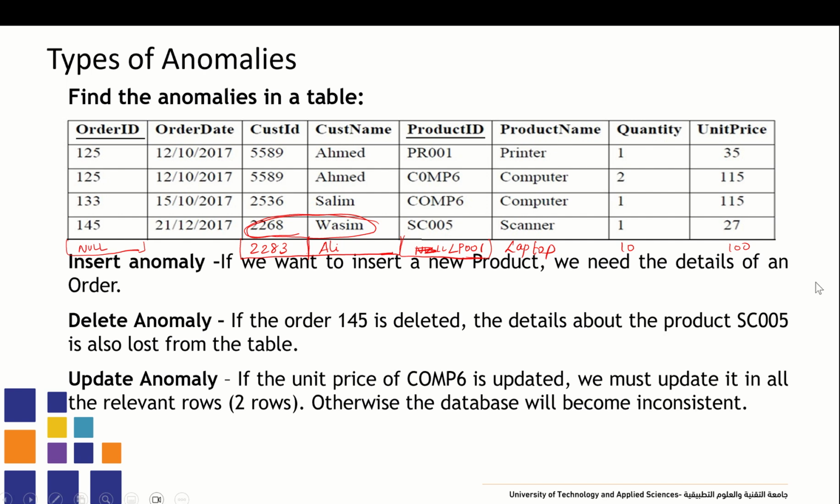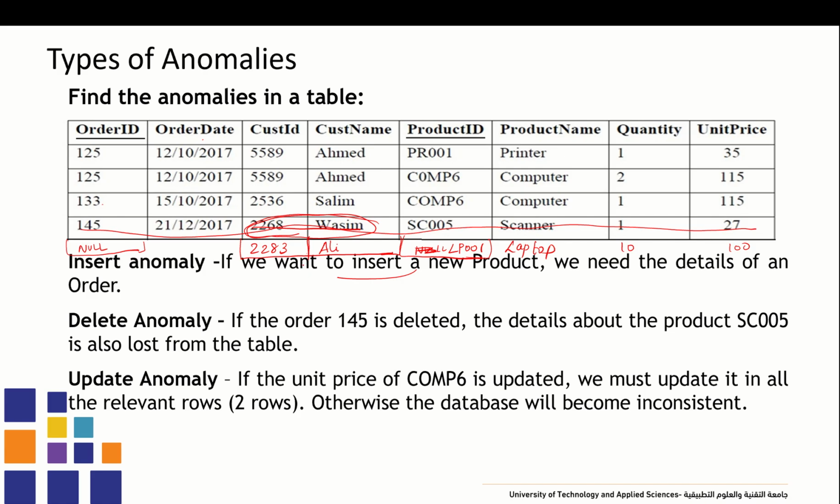So when you want to delete, what will happen? The entire row will be lost. So here this row will be lost. If I delete Wasim, the information about the product is also lost. So if any other customer wants to buy the product scanner, he cannot see the details in the table, because since you deleted Wasim, the details of the product are also lost. Okay, this is called delete anomaly.